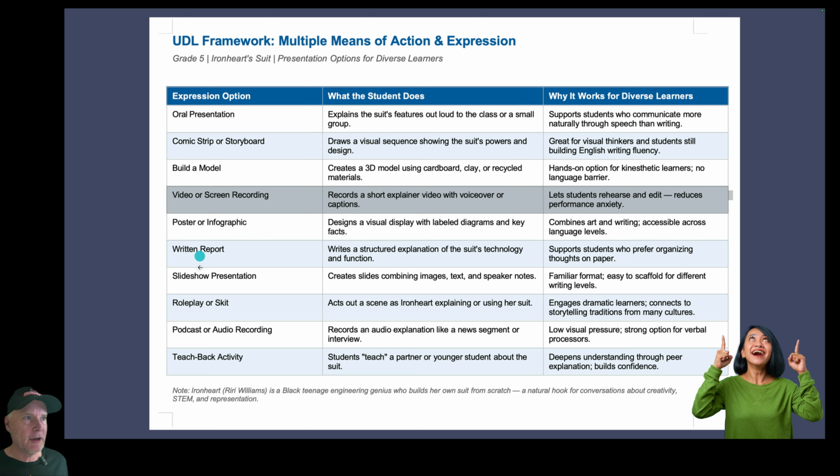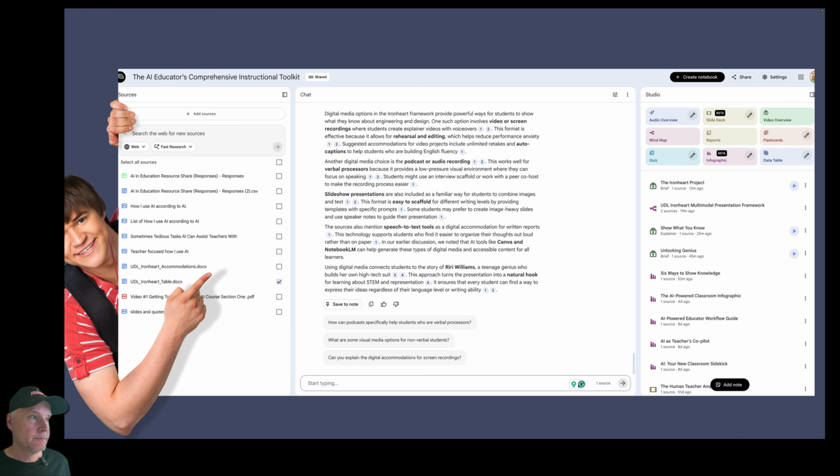So it gave expression options, explains what the student does, and then gives me some reasons why it works for diverse learners. Now I can show all of this to the students, or I maybe would just show these two here, or maybe I would go back and forth and say, that's great, I like the first 4, but I don't like the last one, or I need you to include this or that or whatever. So this is just a starting point, but you can do as much more with it as you want.